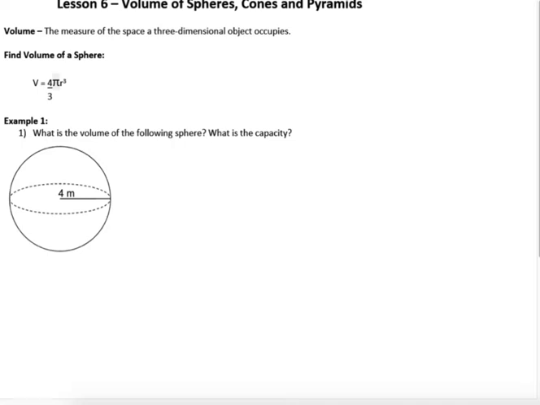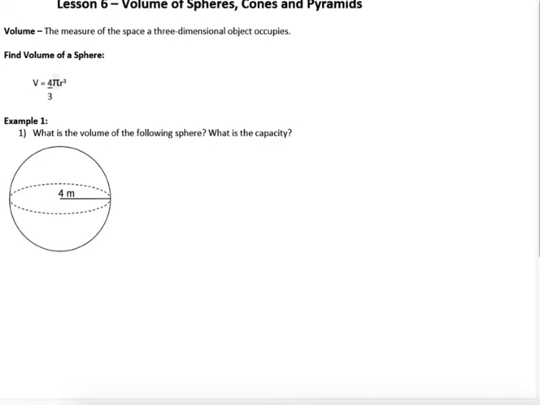This lesson is on the volume of spheres, cones, and pyramids. This is the last lesson in this unit. After this, you're going to have a hand-in assignment and a quiz or an exam to be doing for me. So probably just going to be a quiz because we did a quiz on surface area. So we'll just do a little quiz on volume to make sure we get the understanding of both of them. So volume, measure of space a three-dimensional object occupies.